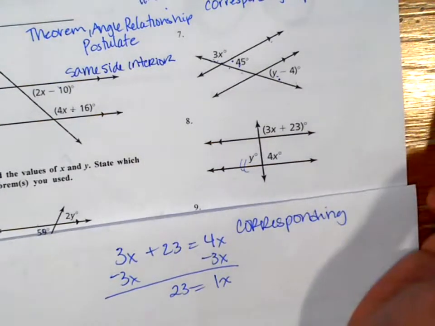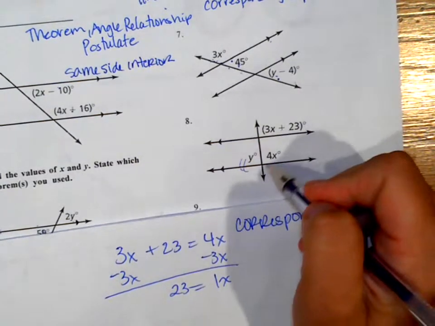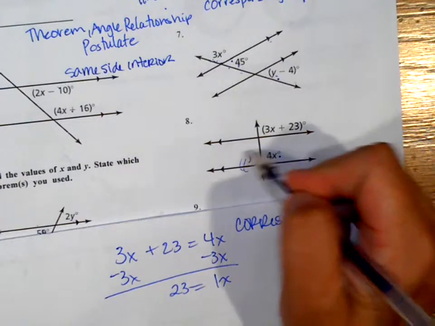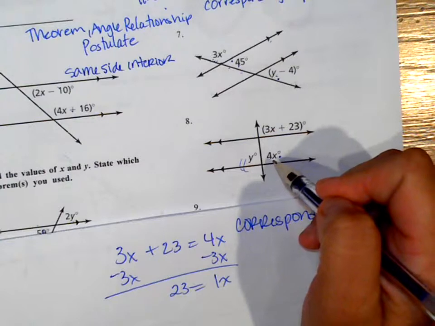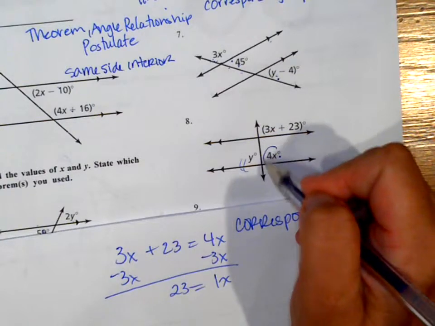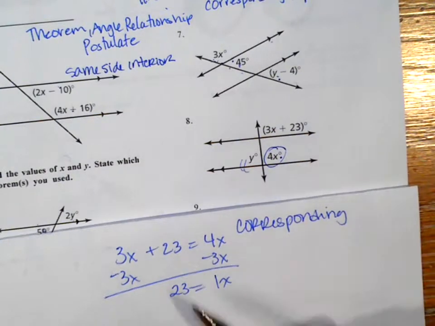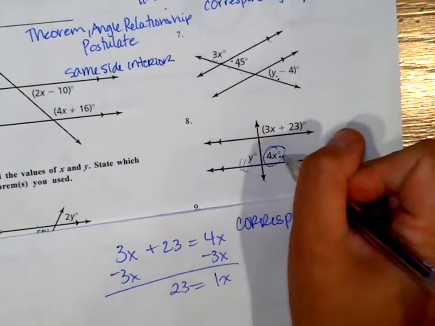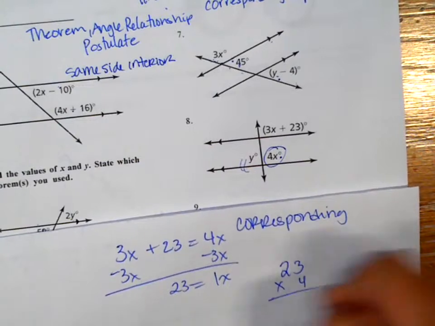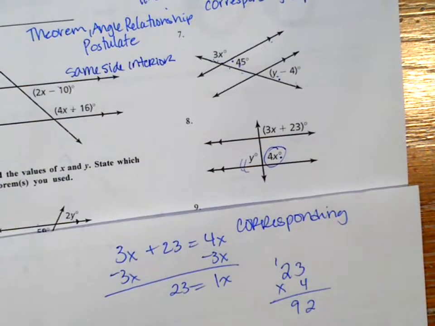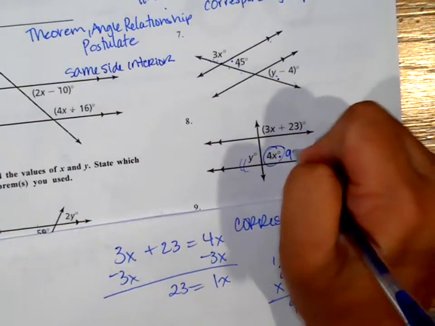You have a few different options. I think that plugging x back in here and solving this as a linear pair is your easiest choice. So I would find this angle first. And to do that, I'm going to take my 23 and plug it back in there. So I'm going to get 23 times 4, which is going to give me 92. All right, that's 92 right there.